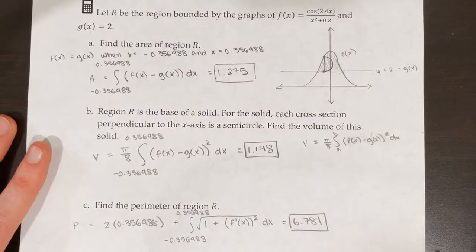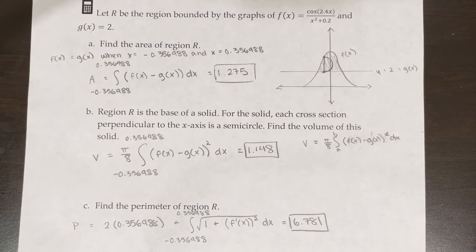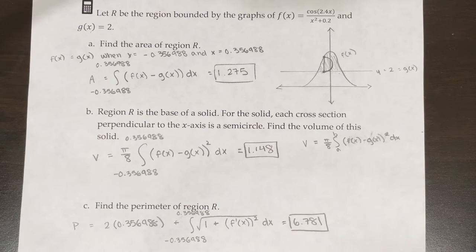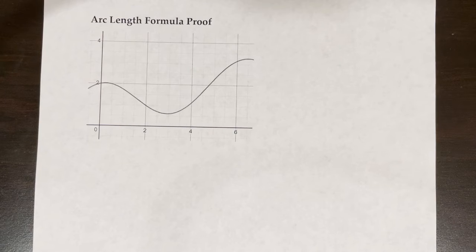There is our completed FRQ, and this is an example of something that you might see on the BC Calculus exam, asking for area, volume, and then perimeter. If you are interested in how we got the arc length formula, I'm now going to show you the proof. Again, this is not something that you need to know on the AP exam, this is just if you're curious.